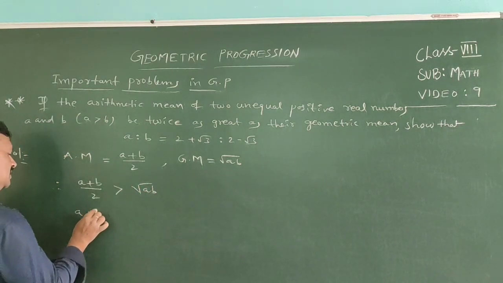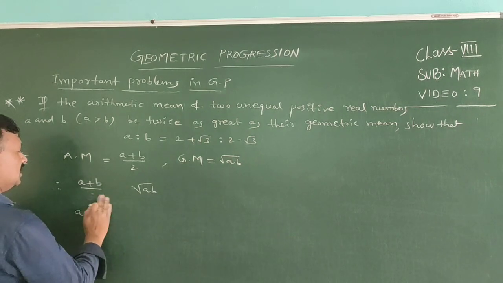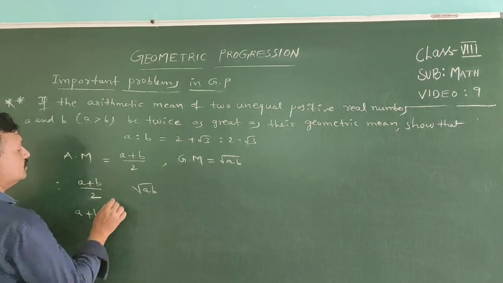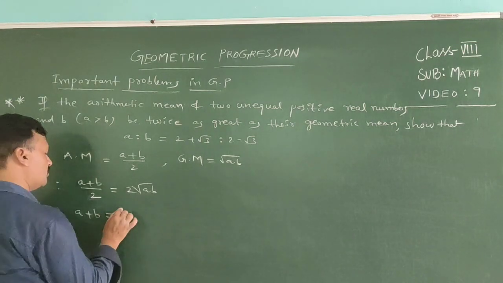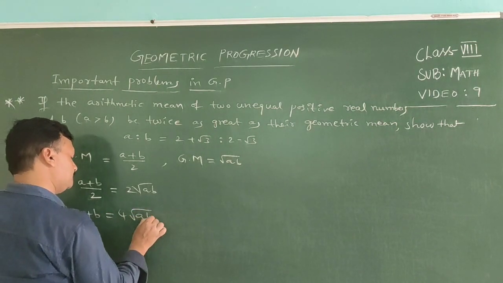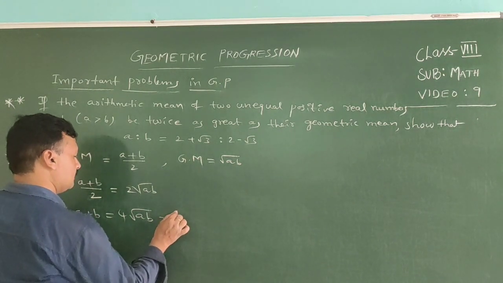So a plus b by 2 is equal to 2 times GM. So here a plus b equal to 4 root ab. a plus b equal to 4 root ab. That is the first condition.